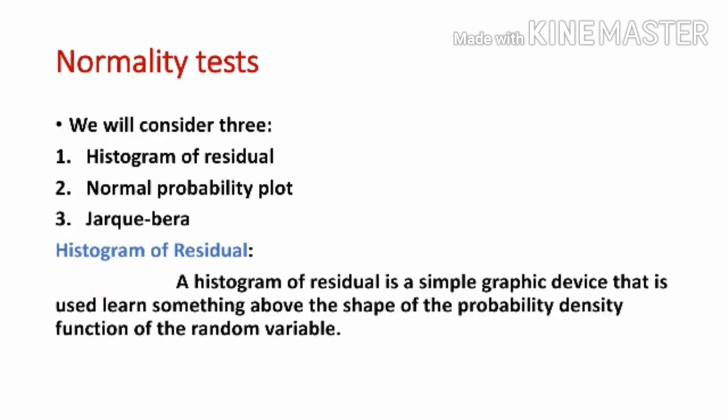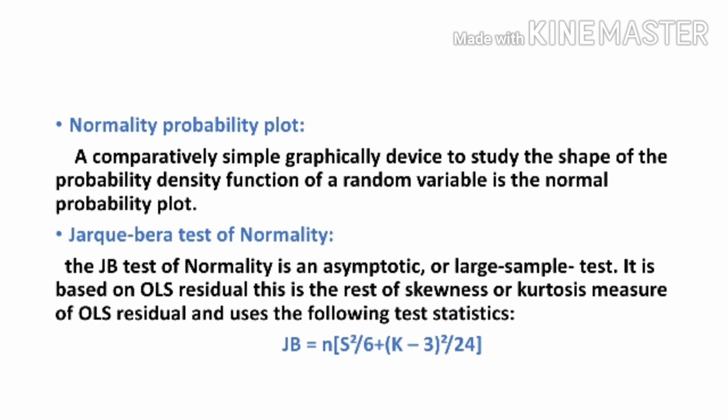Normality test. We will consider 3 tests: histogram of residuals, normal probability plot, and the Jarque-Bera test. A histogram of residuals is a simple graphic device used to learn something about the shape of the probability density function of the random variable. Normal probability plot: a comparatively simple graphic device to study the shape of the probability density function of a random variable is the normal probability plot.